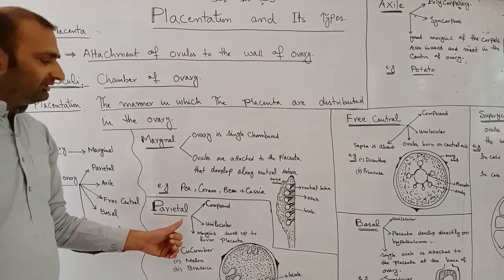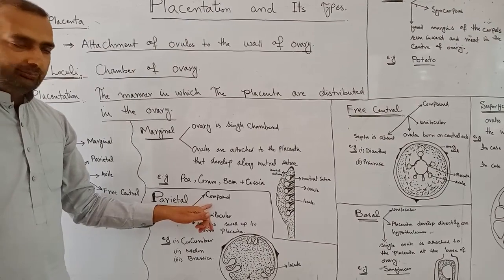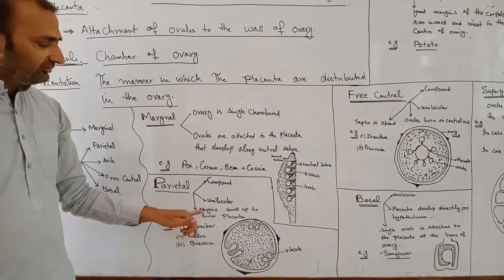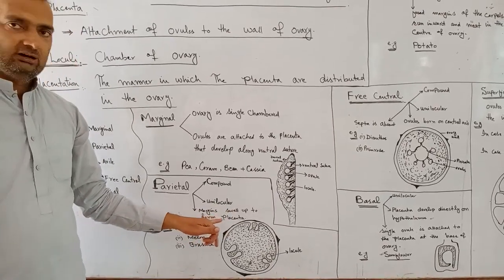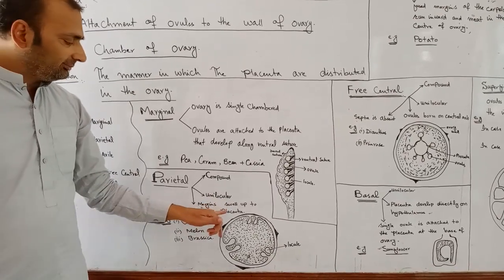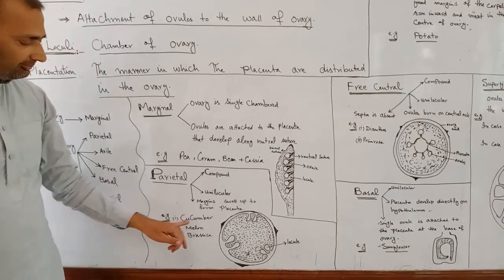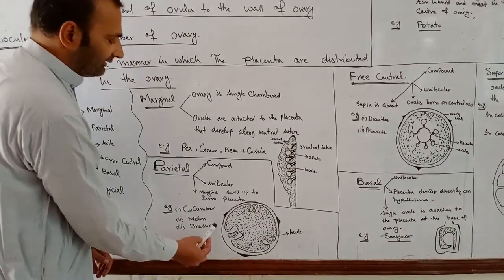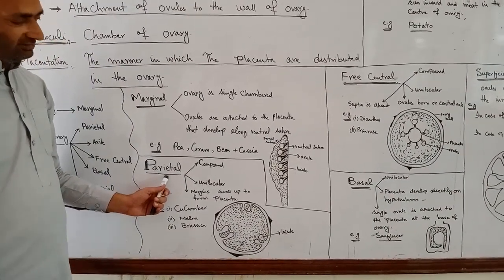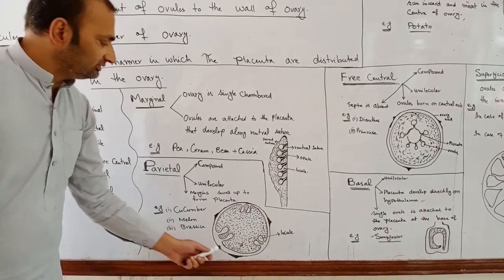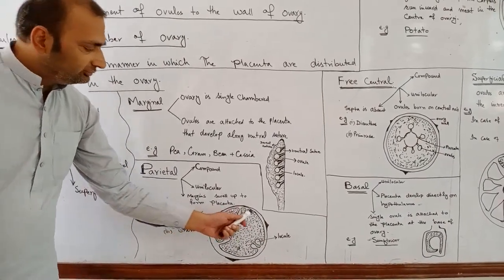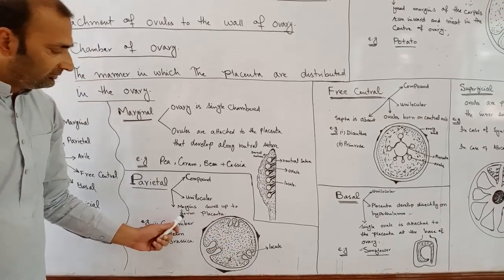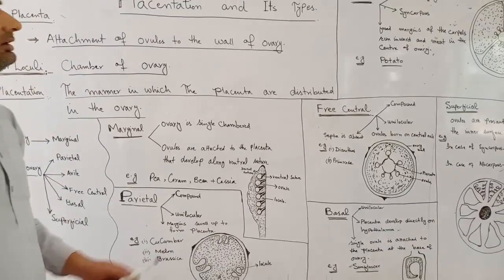So the next is parietal placentation. In case of parietal placentation, the ovary is compound, unilocular, and margins swell up to form placenta. Example: cucumber, melon, brassica. This is the diagram that shows the parietal placentation.